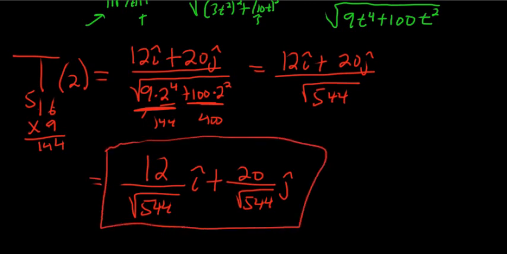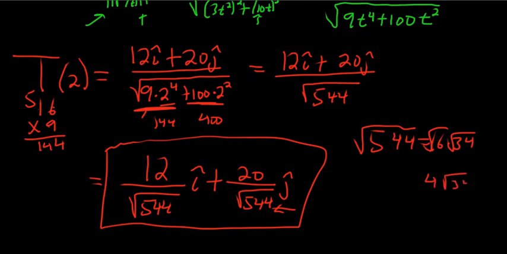You could simplify the square root of 544. I believe 544 is 16 times 34, and then you take the square root of each piece. You can rewrite this bottom piece as 4 square root 34, but I'll leave it like that. So that's how you find the unit tangent vector. It's just a vector that's tangent, and it's a unit vector.